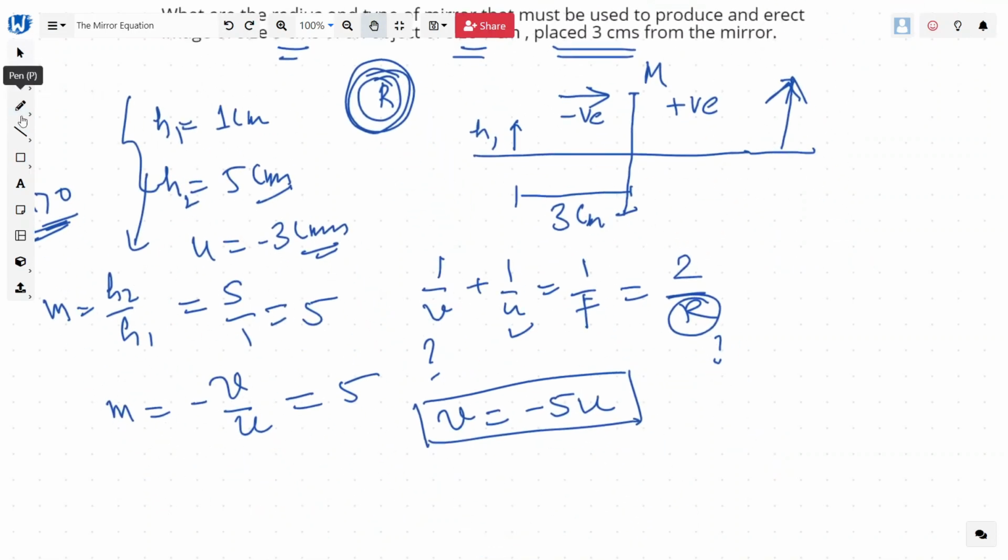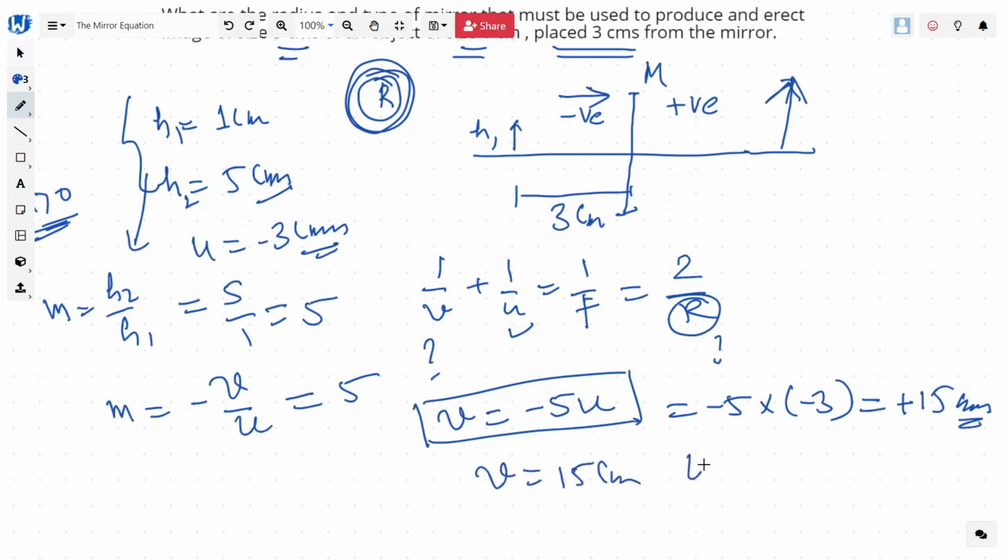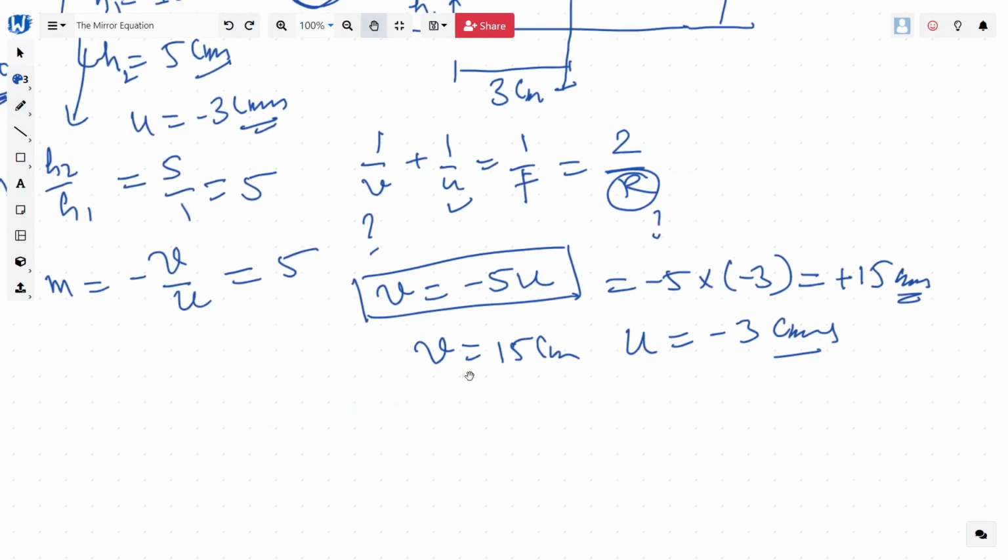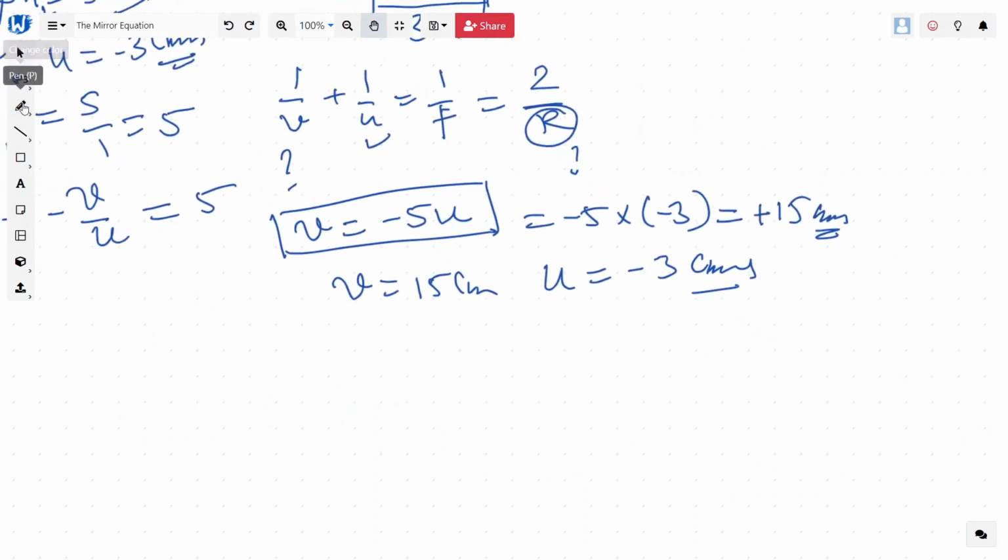So what is our u? u is minus 3 centimeters. We put it here: minus 5 into minus 3, and this is plus 15. So v is 15 centimeters, positive, and u is minus 3 centimeters, negative. Now we can use this formula to find r, which is what we want to find. When we know r, if it comes out positive, we know it's a convex mirror. If it comes out negative, it's a concave mirror.